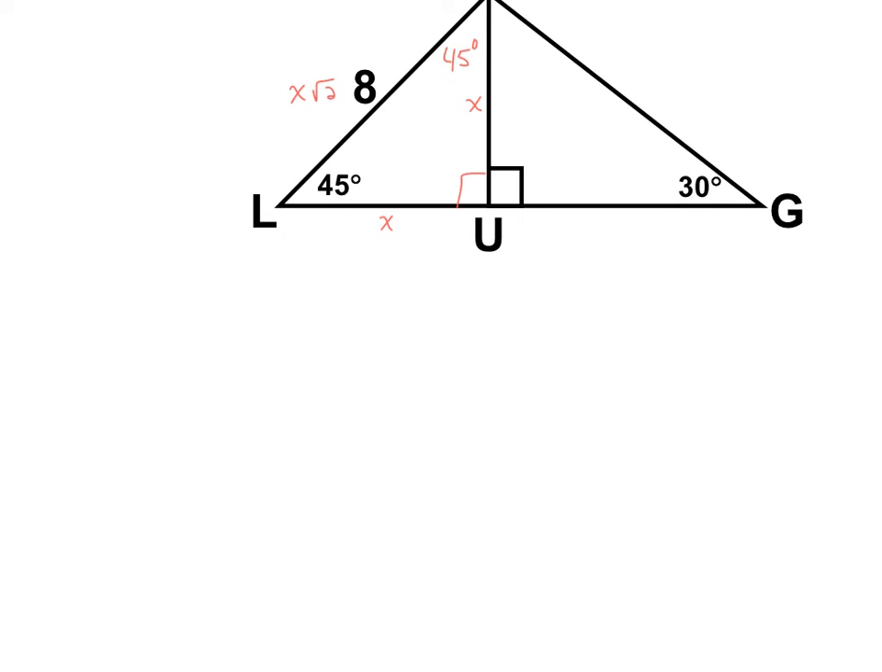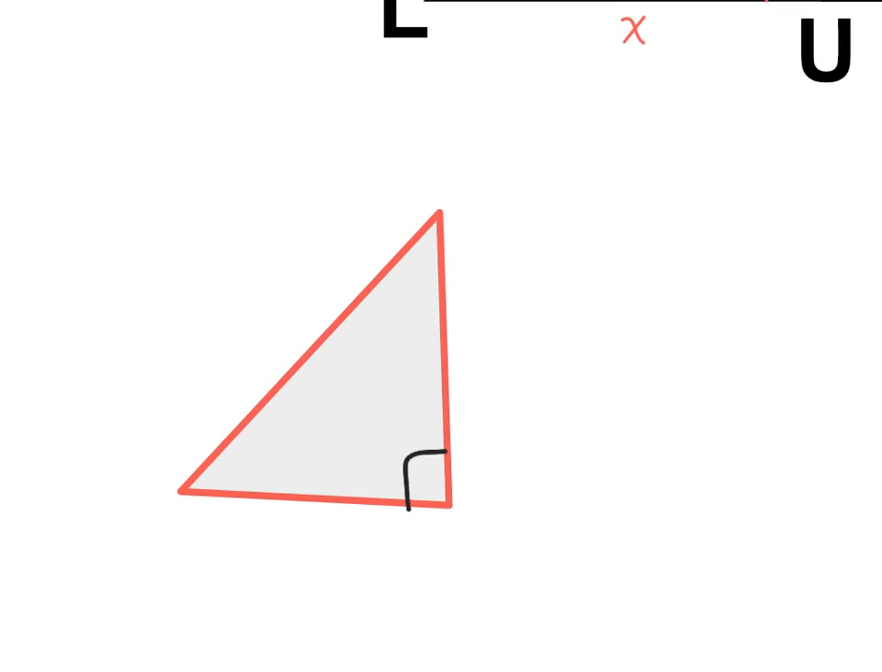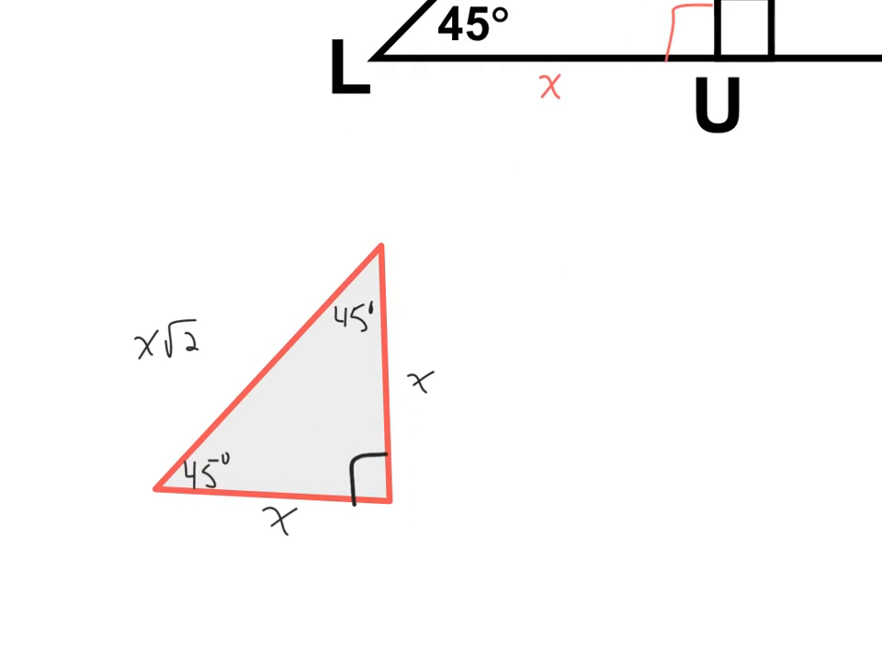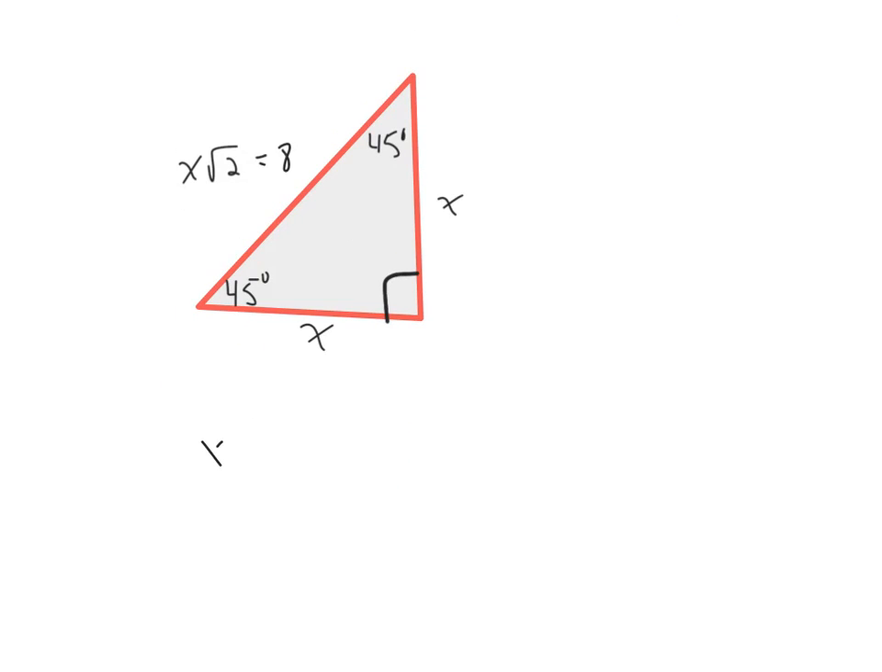Probably what would make this a little bit easier is if you drew this triangle separately to the side so we can kind of work it without worrying about the other one. So I'm going to redraw it real quick. It's just real easy to get these confused. That's x, that's x, that's x square roots of 2, but then they also told us that that is 8. So let's find x. So x square roots of 2 equals 8.